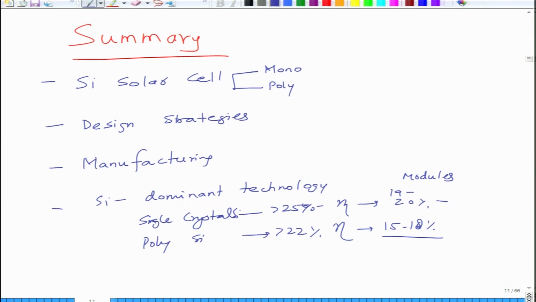So, what we will do in the next lecture is we will talk a little bit about gallium arsenide, just to look at the basic structure of a gallium arsenide solar cell, and then we move on to second generation technologies, which is thin film solar cells.